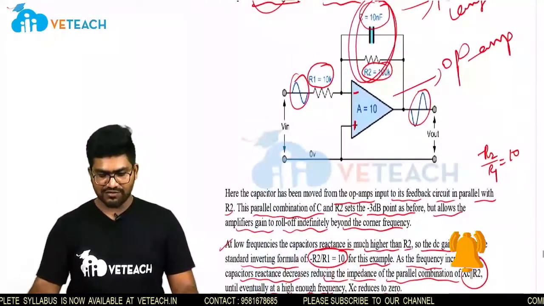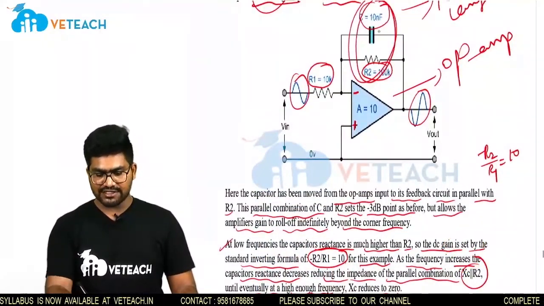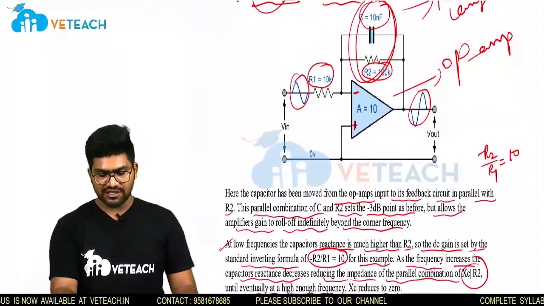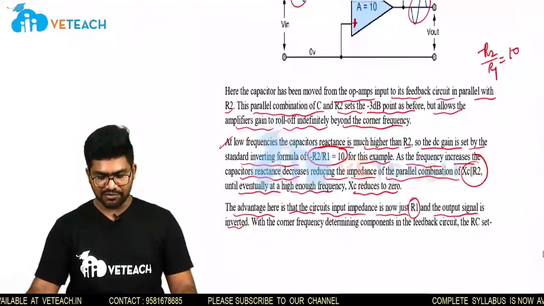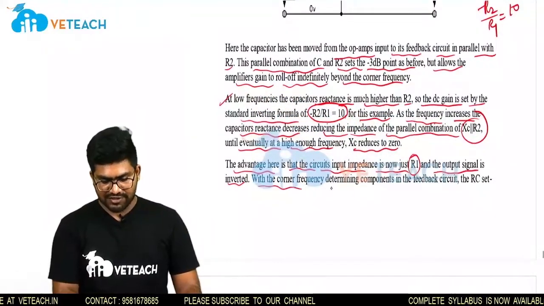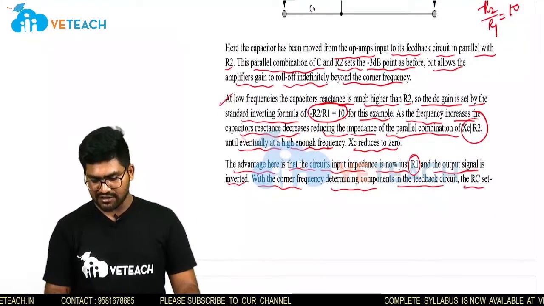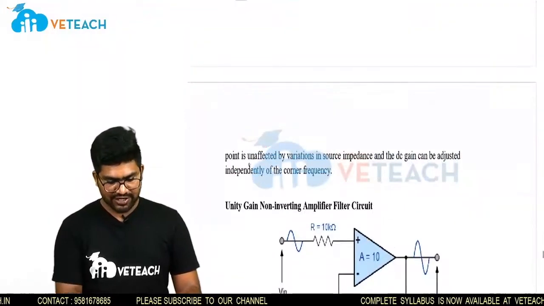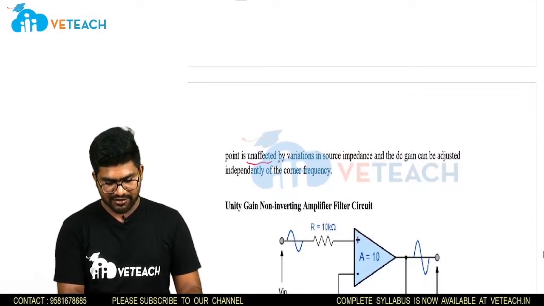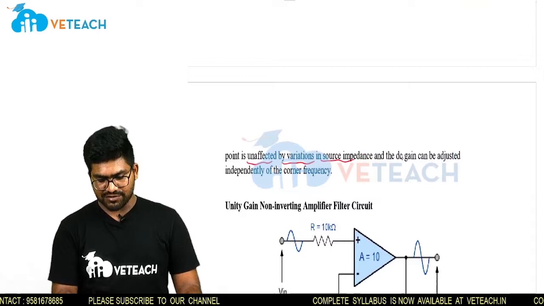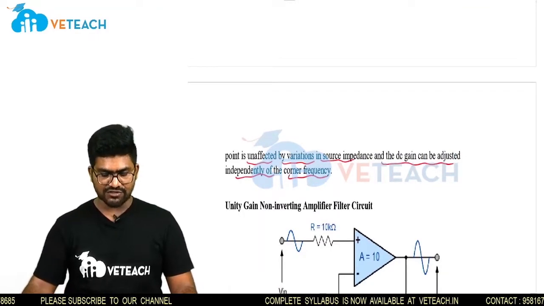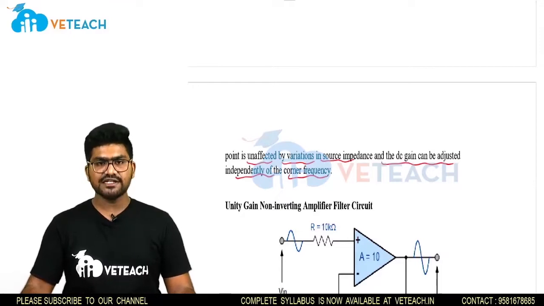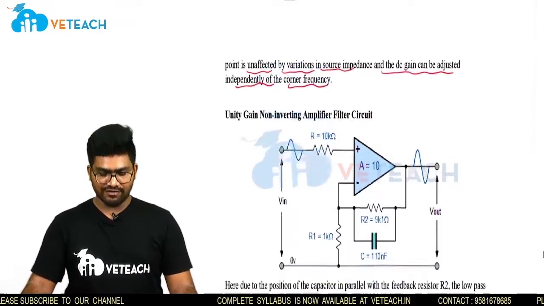So if I increase the frequency, our XC becomes very low. That's why this is negligible compared with R1. Now our circuit has only the input impedance, which is R1. With the corner frequency determining components in the feedback circuit, the RC set point is unaffected by variations in source impedances, and the DC gain can be adjusted independently of the corner frequencies. So due to this, we can adjust the DC gain independently of the corner frequencies.